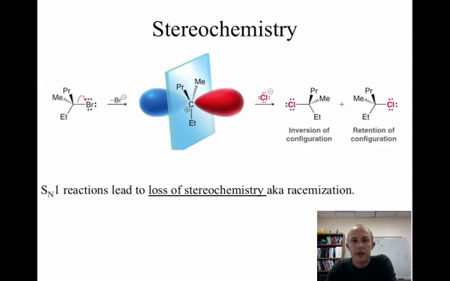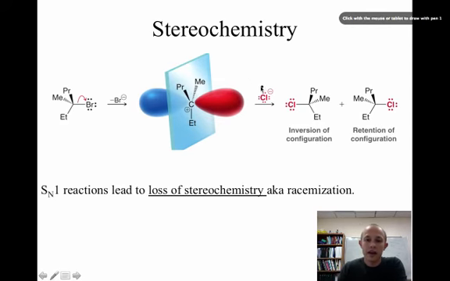What about the stereochemistry of an SN1 reaction? Let's say we start with a chiral tertiary alkyl halide. The first step is the leaving group leaves to generate a flat carbocation, right? It has an empty p orbital that has one lobe on one side of the plane and one lobe on the other side of the plane.